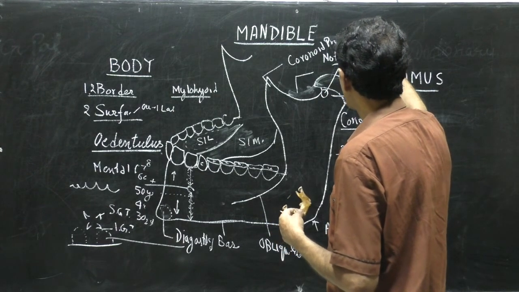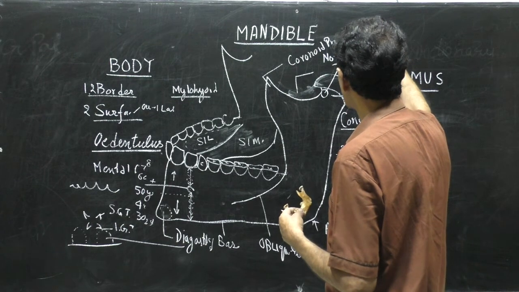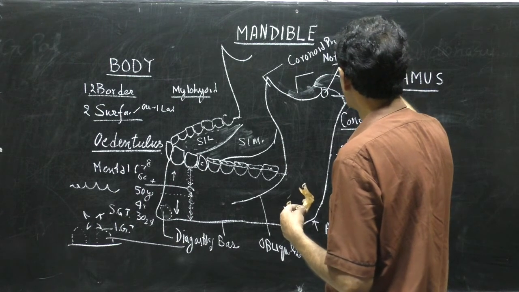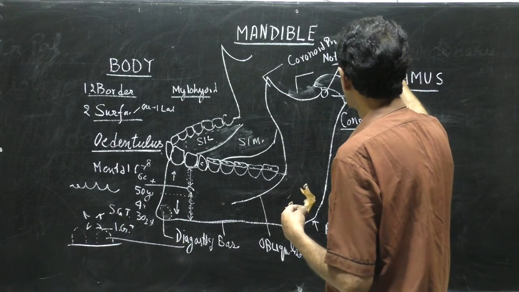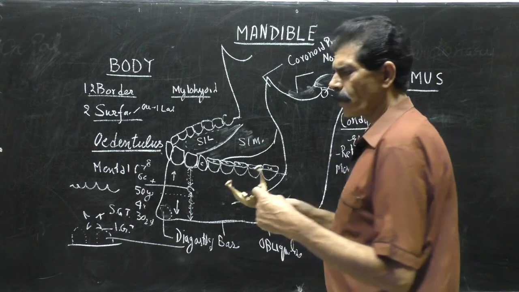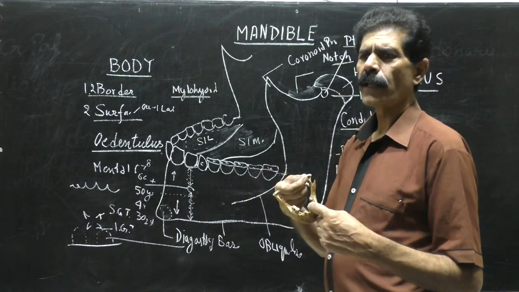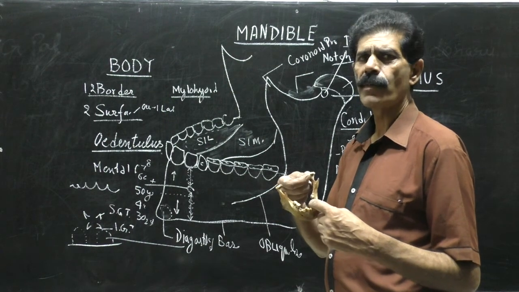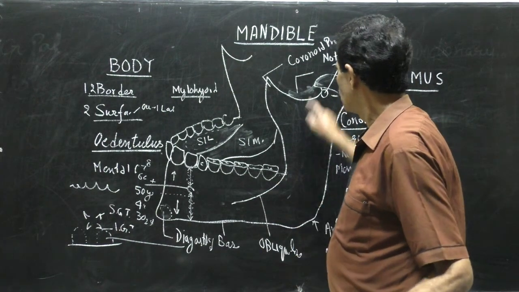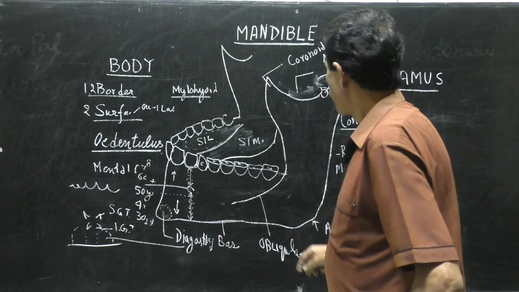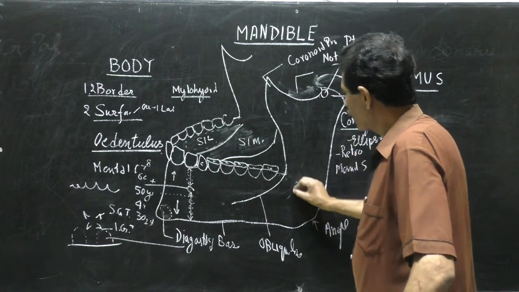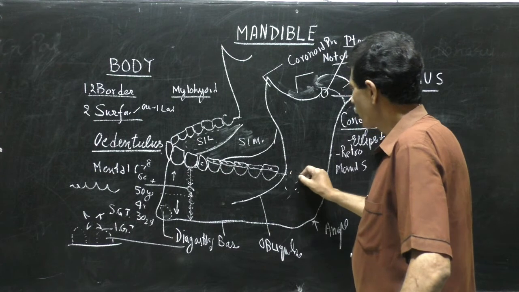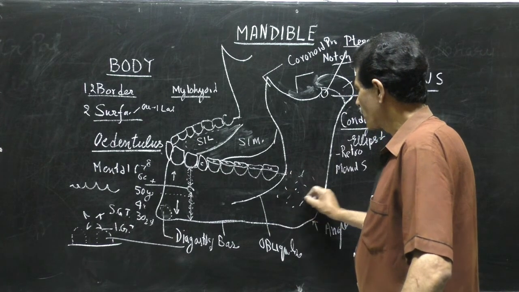And this pterygoid fovea is for the insertion of the tendon of the lateral pterygoid. Lateral pterygoid is inserted on the pterygoid fovea on the anteromedial surface of the neck of the mandible. Then the lateral surface is rough here near the angle because of the insertion of the masseter muscle.